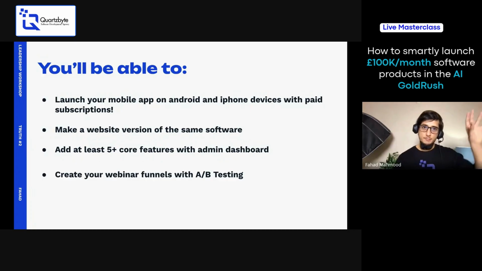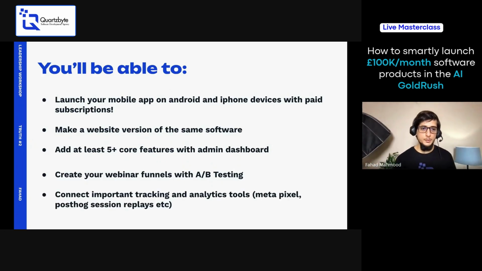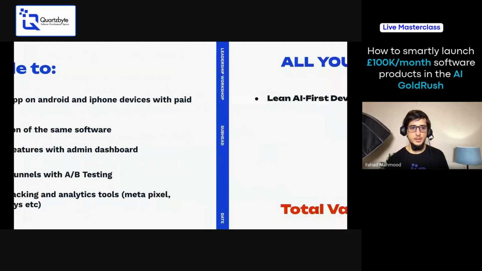And you will be able to create your webinar funnels with A and B testing, so you know which one works better, and you can just scale that one. So this is what will be covered. And of course, you can connect all of the important tracking and analytics tools. Like if you are running ads on your social media, you will be able to connect your Meta Pixel account there. You will have access to PostHog, session replays, and that is just for understanding the user behavior, right? Whether, like, where something is missing in your app, right? Where you need to improve your app so people stay longer and use it. So PostHog is a very great tool for this, for product analytics there.